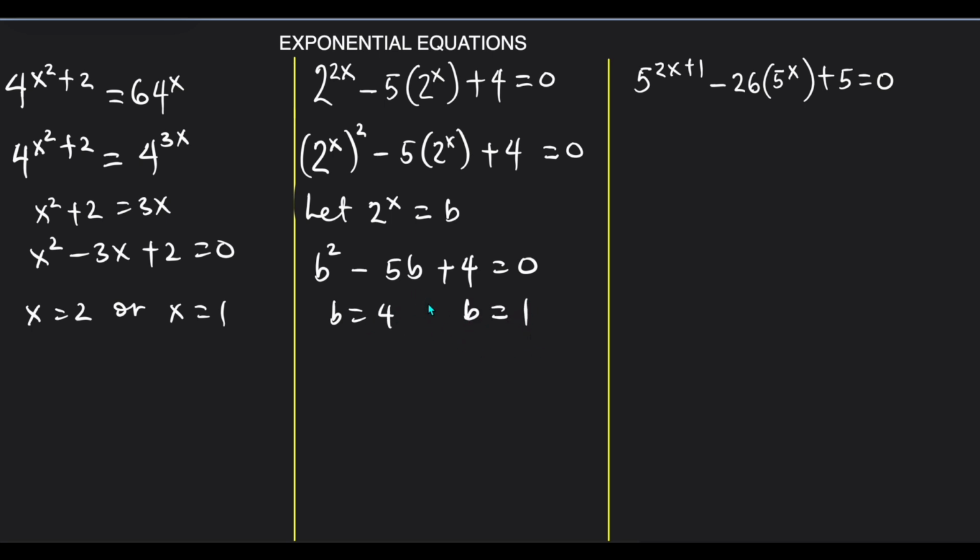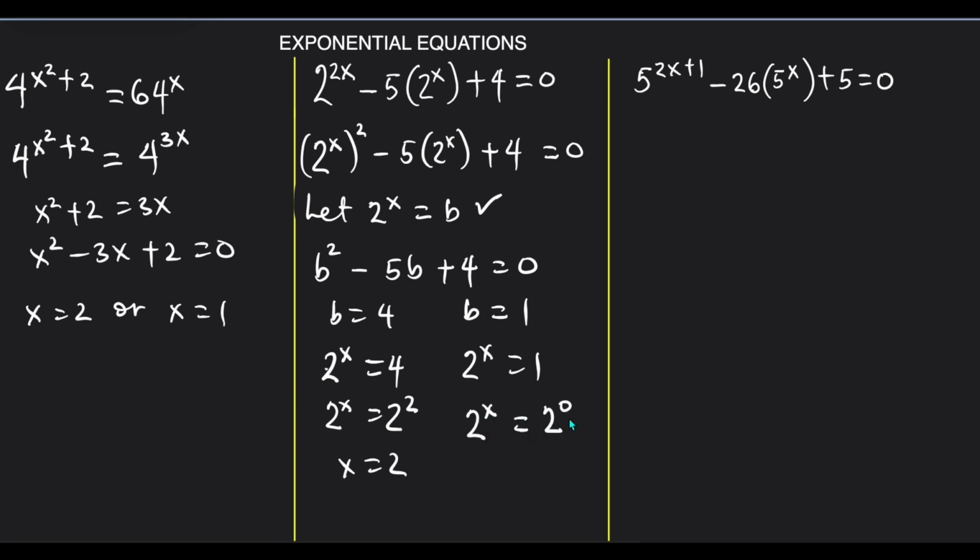Don't forget that we are looking for x and not b. But you can recall from here that 2 to the power of x equals b. Therefore, 2 to the power of x, which is b, equals 4 for the first case. So you have 2 to the power of x equals 2 to the power of 2 and x equals 2. In the second case, you have 2 to the power of x equals 1. So this means 2 to the power of x equals 2 to the power of 0. As we all know that 2 to the power of 0 is 1, x equals 0. So we have x equals 2 and x equals 0.